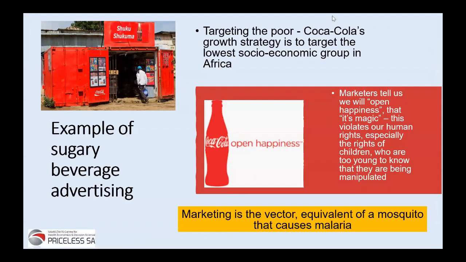So let's talk about one of them, one of the big groups, Coca-Cola. Coca-Cola's growth strategy is to target the lowest socioeconomic group in Africa. Just let that sink in a little bit. And they advertise, they'll tell us that we will open happiness, it's magic, et cetera, et cetera. What they don't tell us is how it violates our human rights, especially the rights of children who are too young to know that they are being manipulated. And my boss, Karen Hoffman, likes to talk about marketing as the vector, the equivalent of a mosquito that causes malaria.